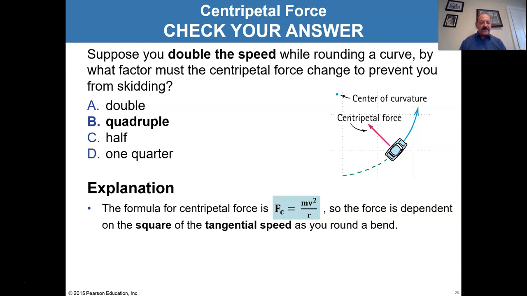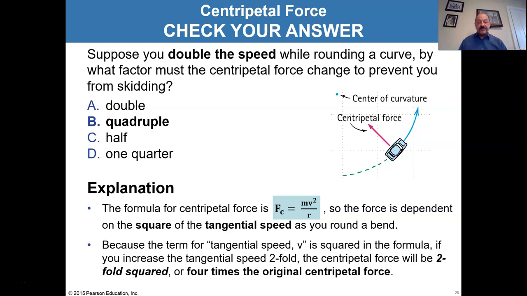Centripetal force is mv squared over r. It is proportional to v squared. Whatever we do to v, we square that, and that's what will happen to the force. That's also what will happen to the acceleration, the centripetal acceleration. So because the tangential speed is squared in the formula, if you increase the tangential speed twofold, the centripetal force will be fourfold.